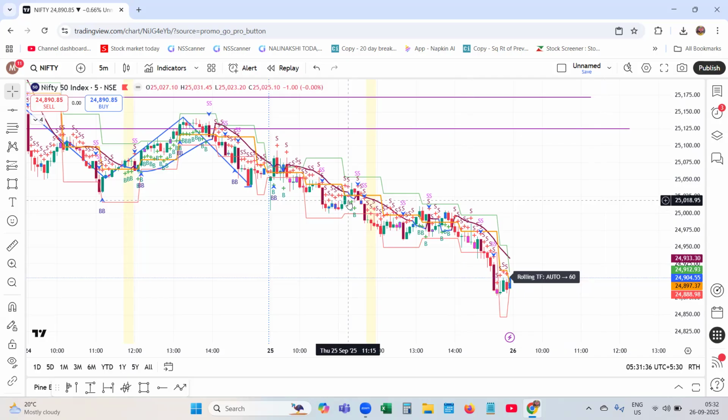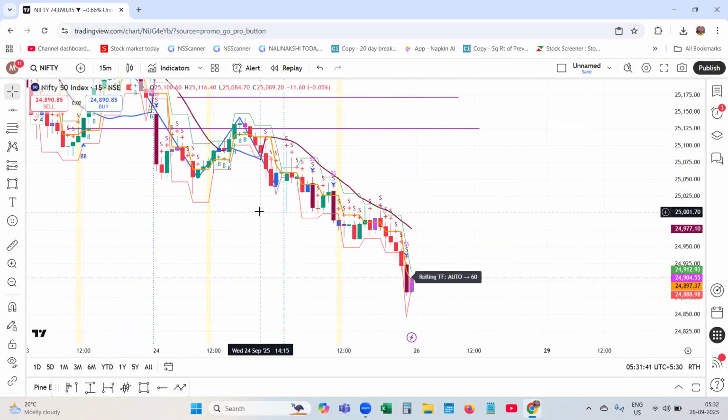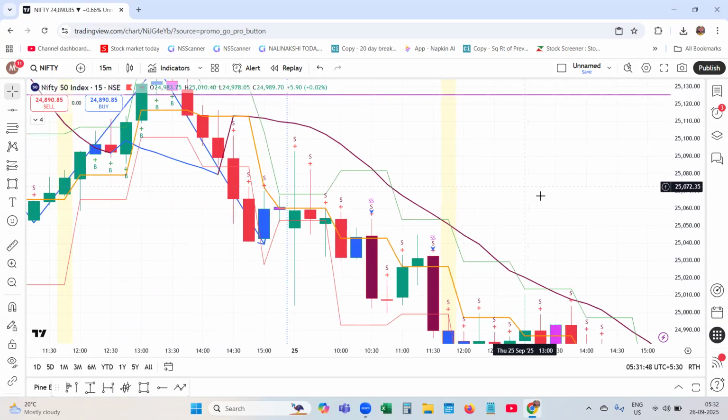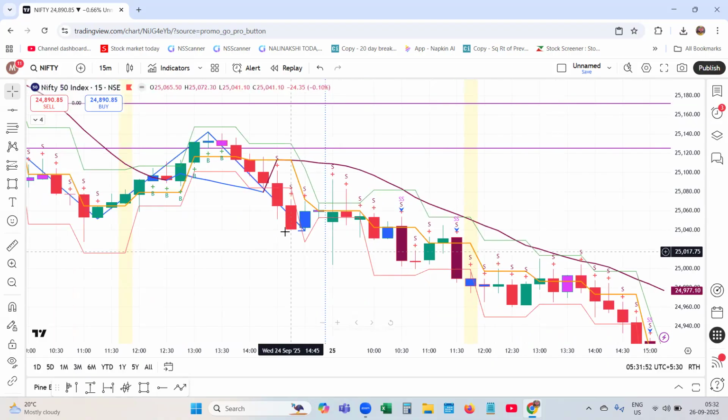On a lower time frame, let me change it to 15 minutes. There also you need to mark. On the lower time frame, the immediate balance line is here and here.